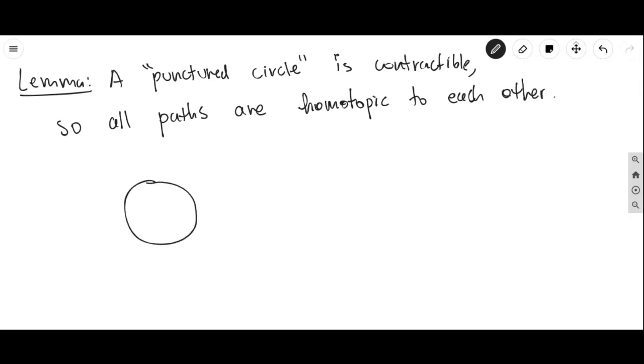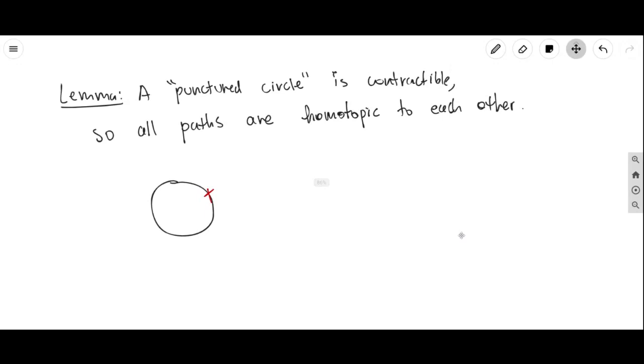What is a punctured circle? Here's a circle, and you make a puncture, you make a hole in it. Well, if you make a hole in it, you can now continuously extend that hole all the way around and contract everything down to a point. So then these will be homotopically equivalent to each other, right? You can kind of imagine opening this up to a straight line, right? It's now homeomorphic to a straight line, and a straight line is a convex space, and a convex space, as we said last time, has the same homotopy type as a single point. So if you have a punctured circle, a circle that is missing a point, then all paths are homotopic to each other. So this is the lemma that we're going to use.